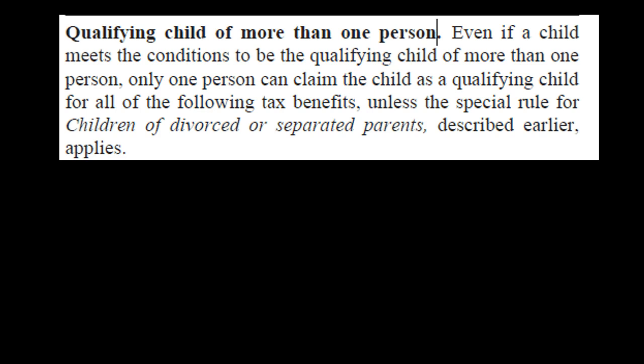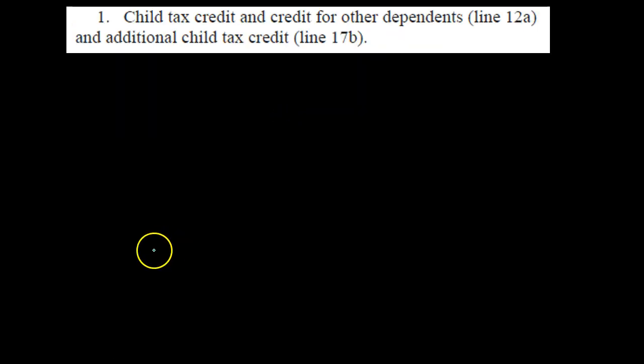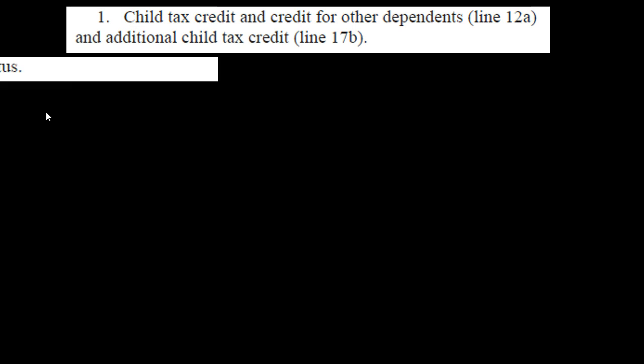So the general rule is that if we have a child that can be claimed as a dependent and or a qualifying child for a tax credit, then they can typically only be those things on one return, and typically we can only have one social security number on one return, unless there's some type of special condition that is present. Now we're going to list the tax benefits that this applies to. So number 1, back to the text, child tax credit and credit for other dependents and additional child tax credit. That's of course what we're focusing in on here.